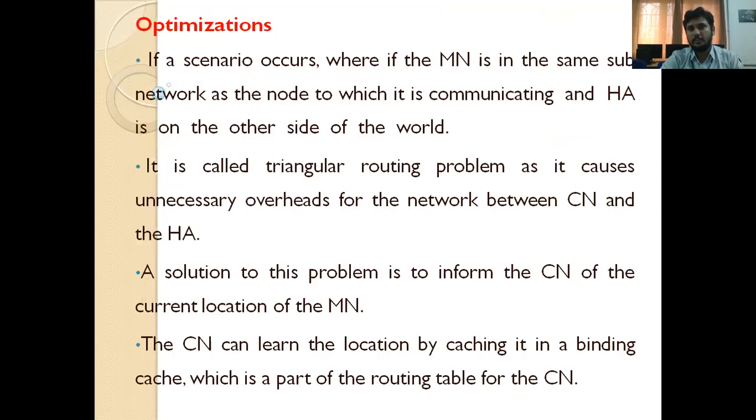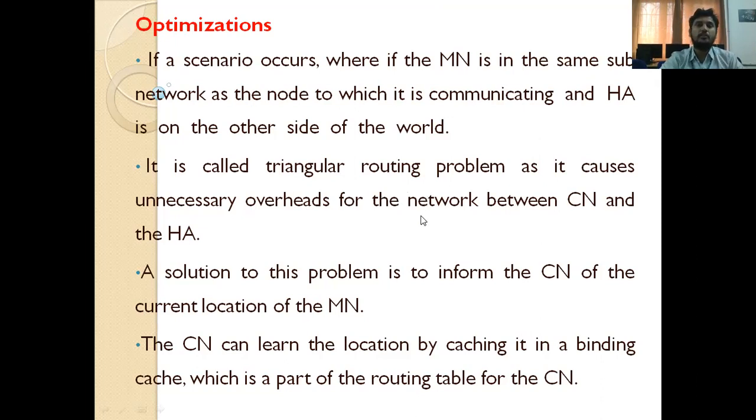And in this lecture, optimization. Optimization concerns a scenario where the mobile node is in the same network as the node with which it is communicating, and the home agent is on the other side of the world. So it is the triangular routing problem. Optimization addresses the triangular routing problem. The correspondent node wants to communicate with the mobile node through the home agent and the foreign agent. That is good: the correspondent node communicates with the home agent, which communicates with the foreign agent.